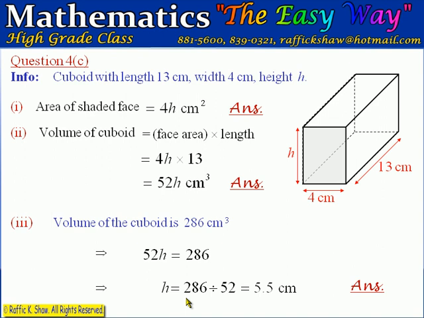But the question asks us for the height. The height is 5.5 centimeters, the h is 5.5. The value of h is 5.5 because the question did say that the height was h centimeters. So h is 5.5. The height is 5.5 centimeters. And that's the answer for question 4c. Alright, so next we'll do question 5 in our next video. Alright, see you then.